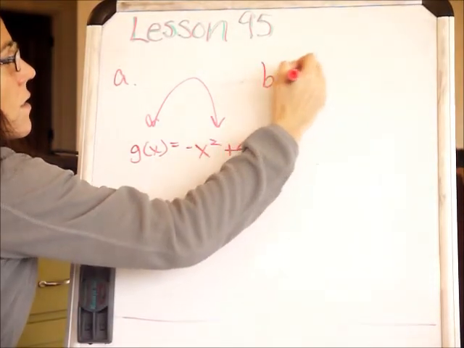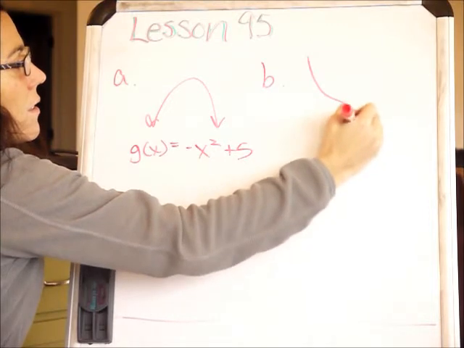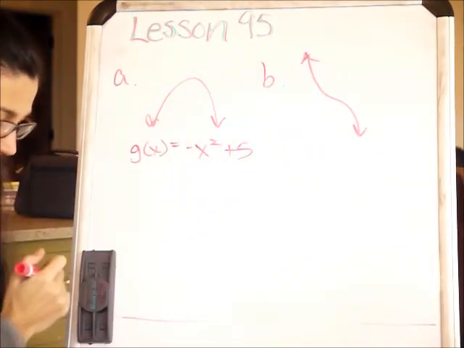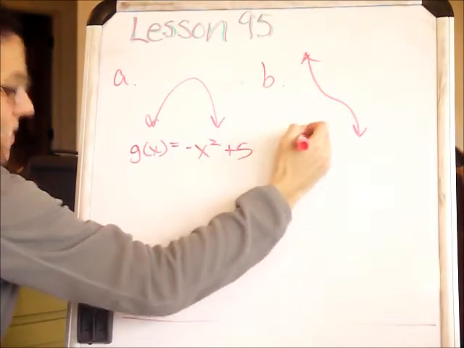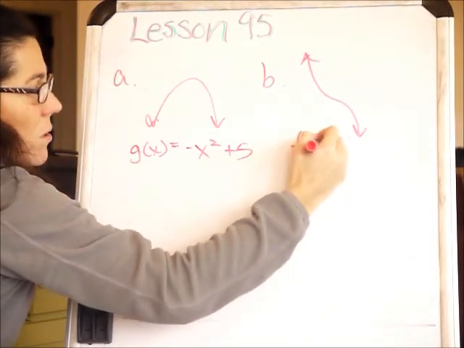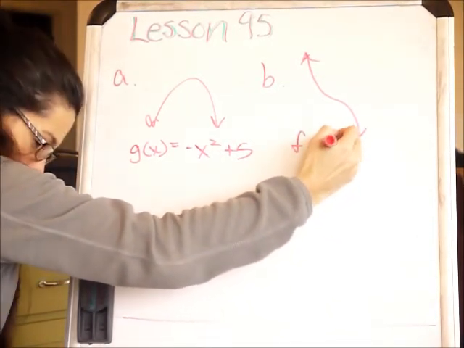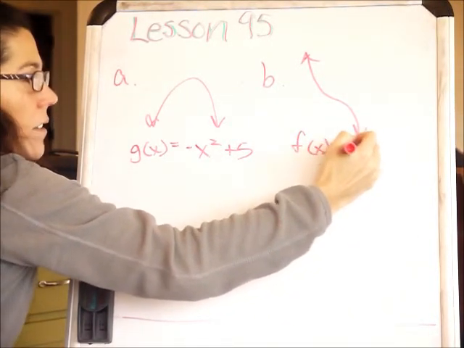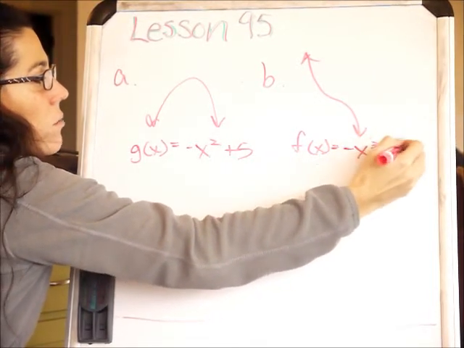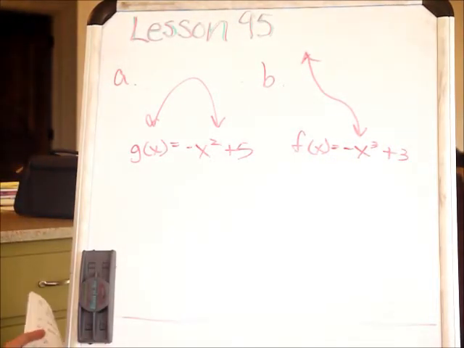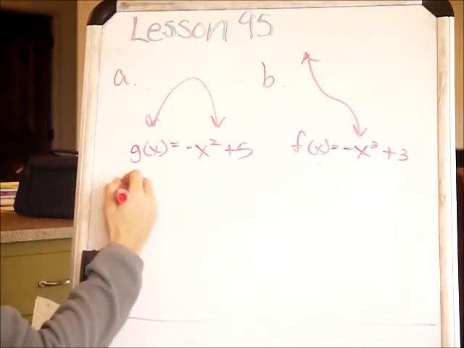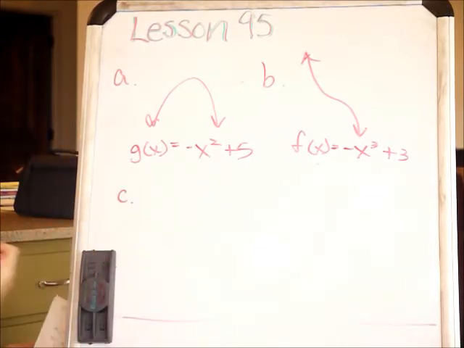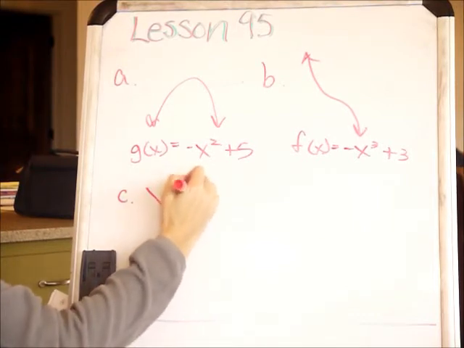B looks like this, right? It is a cubic. So that's f of x. You write this f of x equals negative x cubed plus 3. And letter C has a picture of a V.